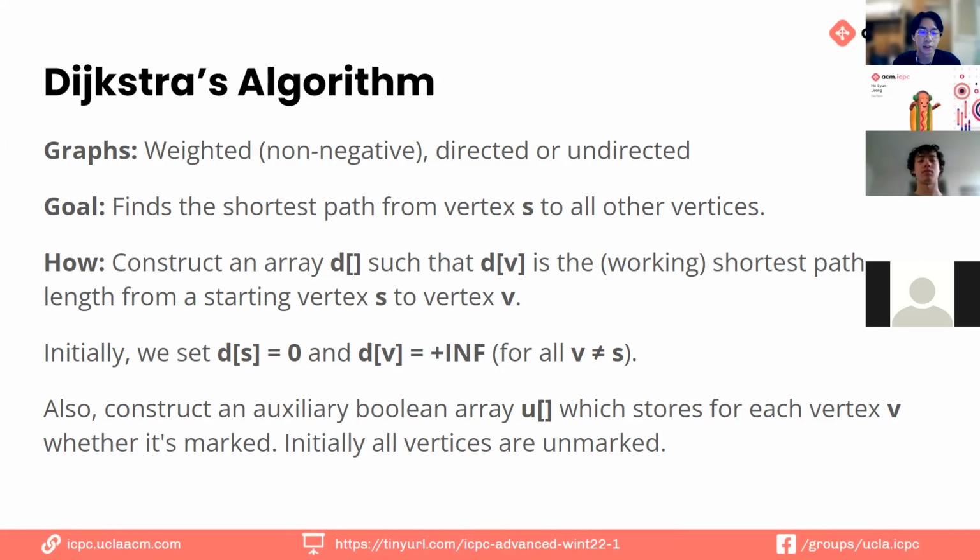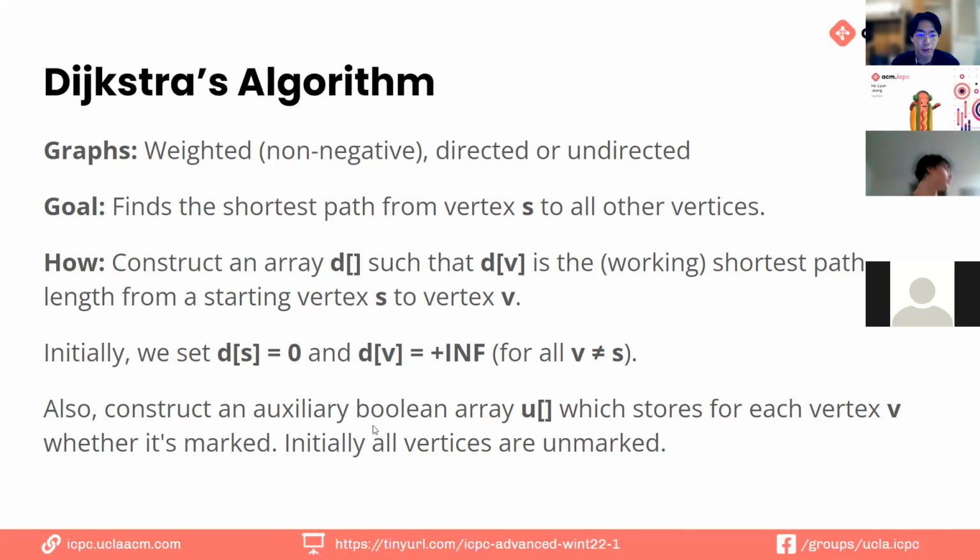So the way that it's done, a general high-level overview of it, is that we create a distance array that keeps track of the distance from your starting vertex to whatever vertex you want to get to. So D of V is going to store the working shortest path length that we're going to have. And I say working because we're going to iteratively find a shorter and shorter path until we end up at the shortest path. And I'll explain that process in a second.